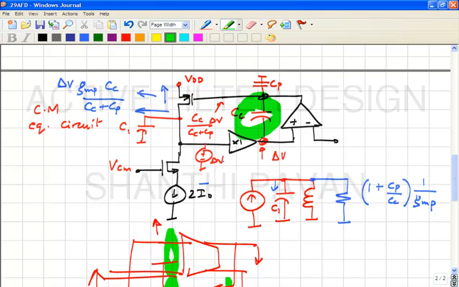Essentially, this problem came about because whereas flipping works for differential, flipping doesn't work for common mode. We're not really flipping. As far as the common mode is concerned, there is no flipping at all. You understand? Okay. Is this clear?